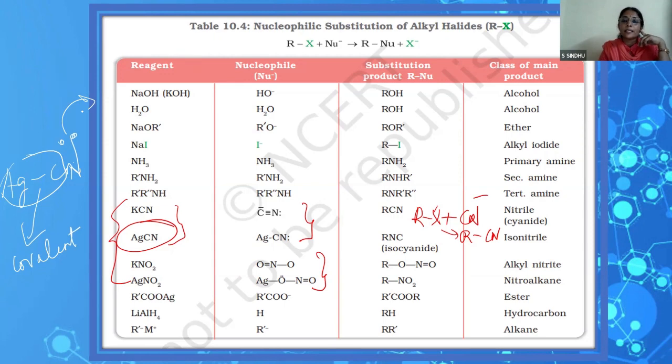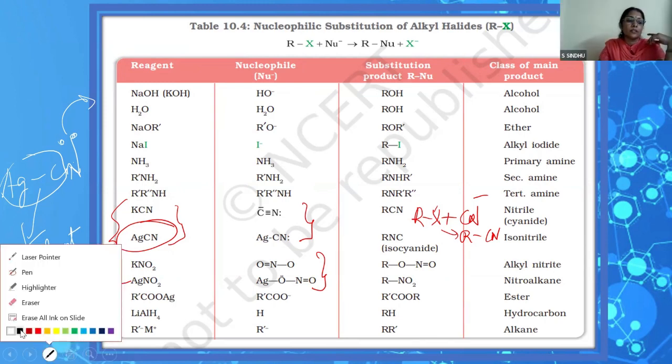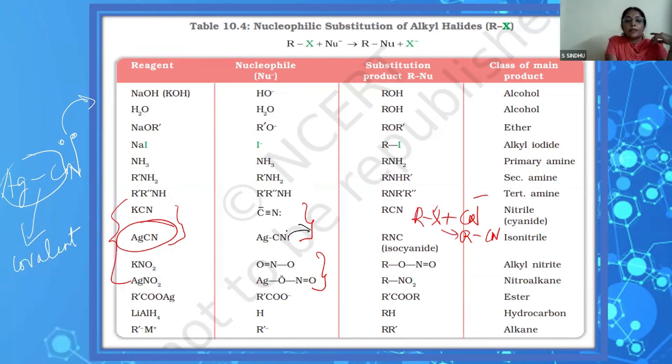We are getting isonitrile or isocyanide as the product, because here the Ag-CN bond, the Ag-C bond, is a covalent bond. It will not ionize. You are not going to get the components. So it is through the lone pair on nitrogen.